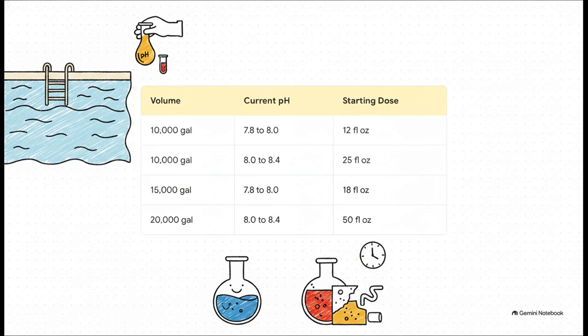standard 31.45% muriatic acid. But a quick pro tip here: always dose conservatively, wait, and retest. Dropping the pH too fast or too low makes the water highly corrosive, which literally eats away at plaster and expensive heat exchangers. Trust me, patience is a whole lot cheaper than resurfacing a ruined pool.